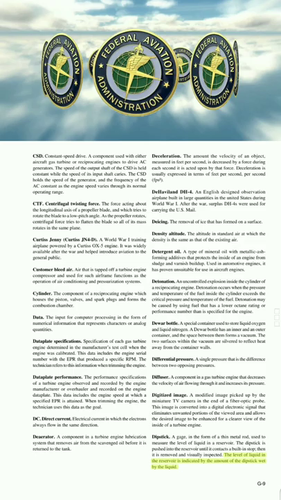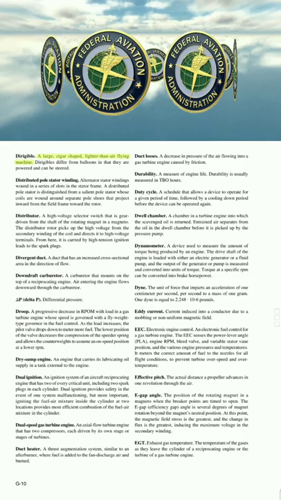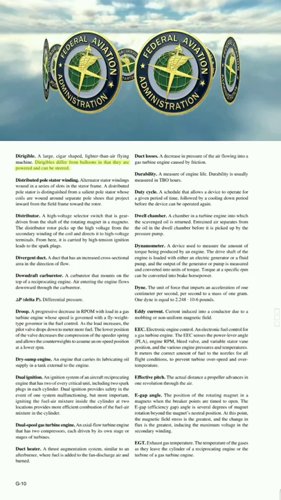G9. Dirigible. A large, cigar-shaped, lighter-than-air flying machine. Dirigibles differ from balloons in that they are powered and can be steered.